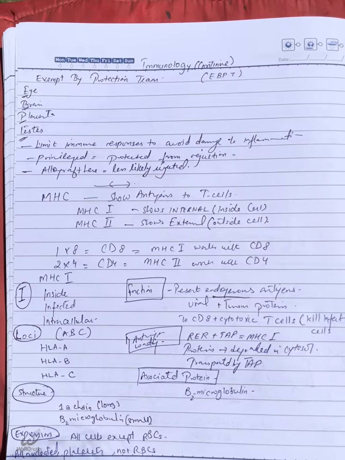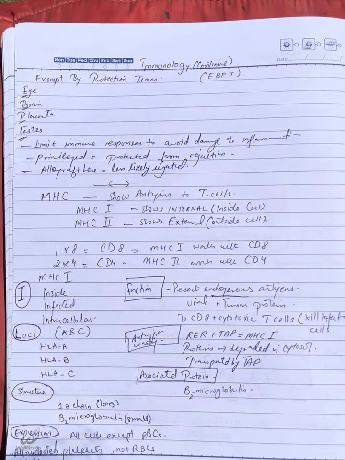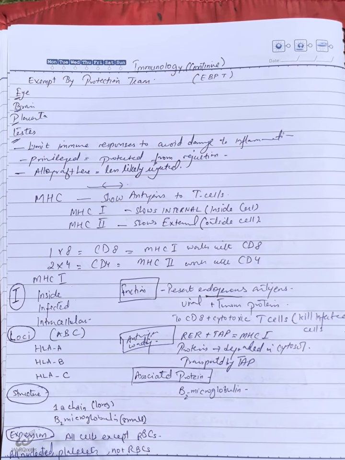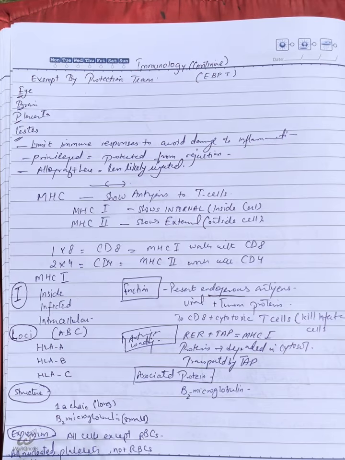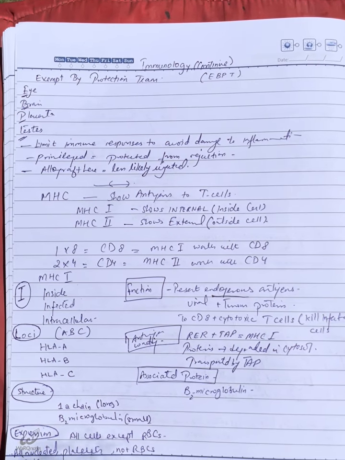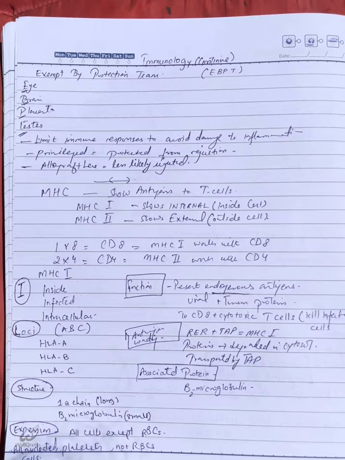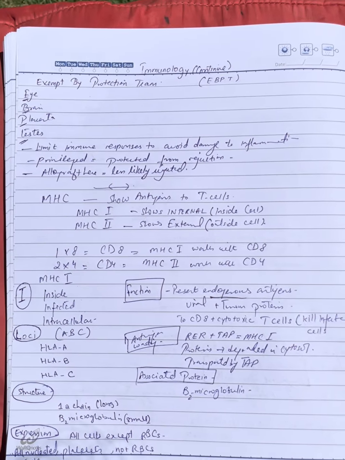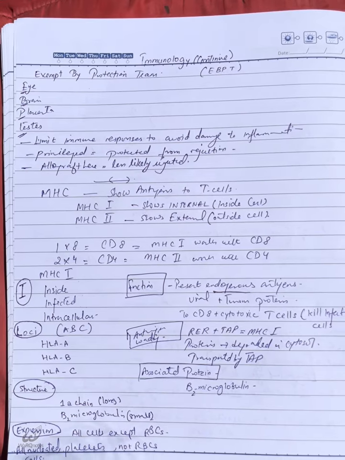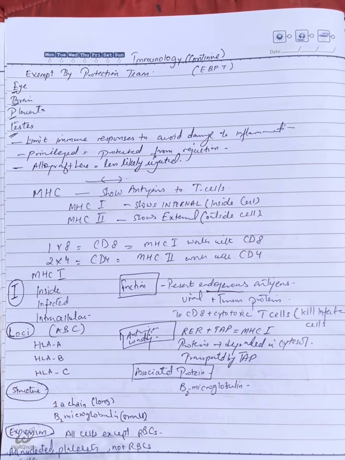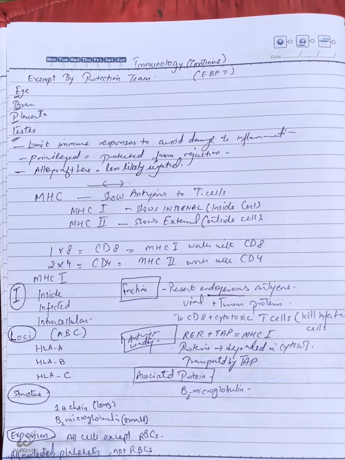So CD8 and CD4. CD8 is 1 times 8, which means MHC1 works with CD8. 2 times 4 is CD4, so MHC2 works with CD4. If we talk about MHC1, it responds to the internal antigens, that is I: inside, infected and intracellular. Its loci are A, B, C.